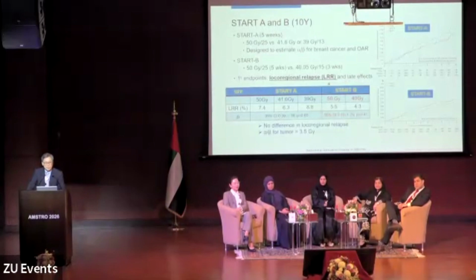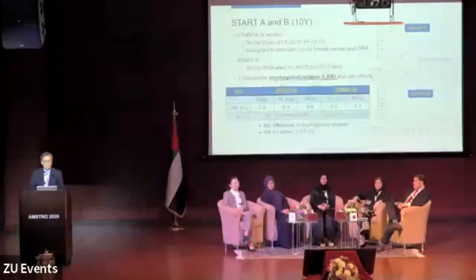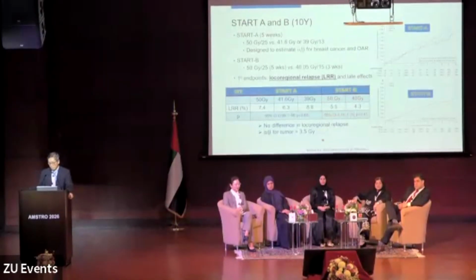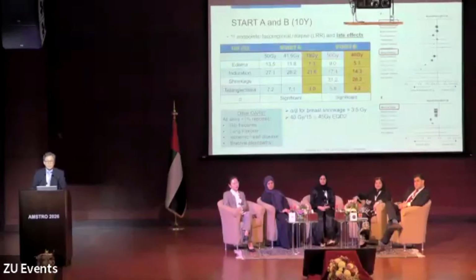If you look at the first endpoint of the local regional relapse, there was no difference within the arms, within START A and also within START B. They were equal. And from these studies, it was deduced that the alpha beta ratio for the tumor was 3.5 gray. Now, what about for the late effects?